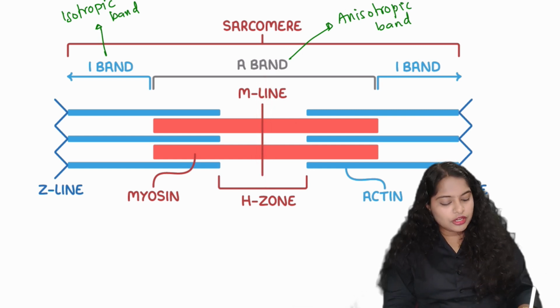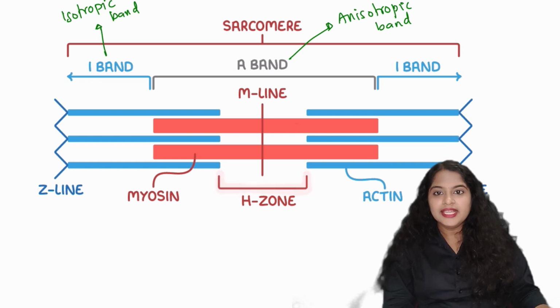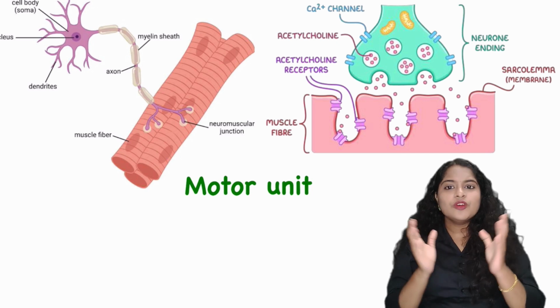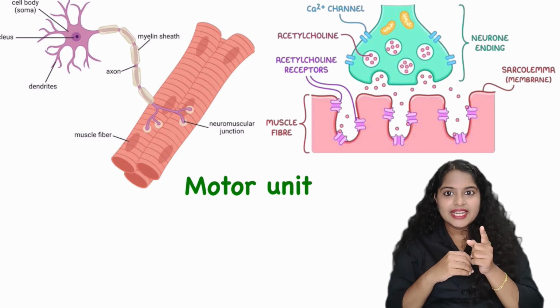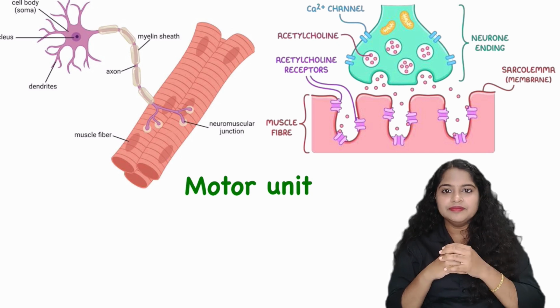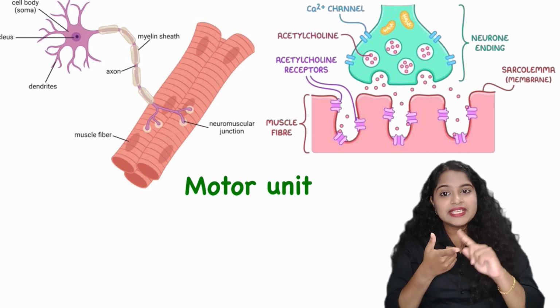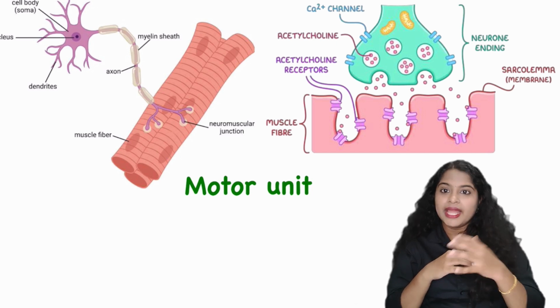And the central part of the thick filament, which is not overlapped by the thin filament, is called the H zone. So now let us see the mechanism of muscle contraction. What initiates the contraction of skeletal muscle? The contraction of skeletal muscle is initiated by the signal that is sent from the central nervous system through a somatic motor neuron. The somatic motor neuron, along with the muscle fiber that is attached to it, together forms the motor end plate. And now in this diagram you can see the motor unit or the motor end plate.